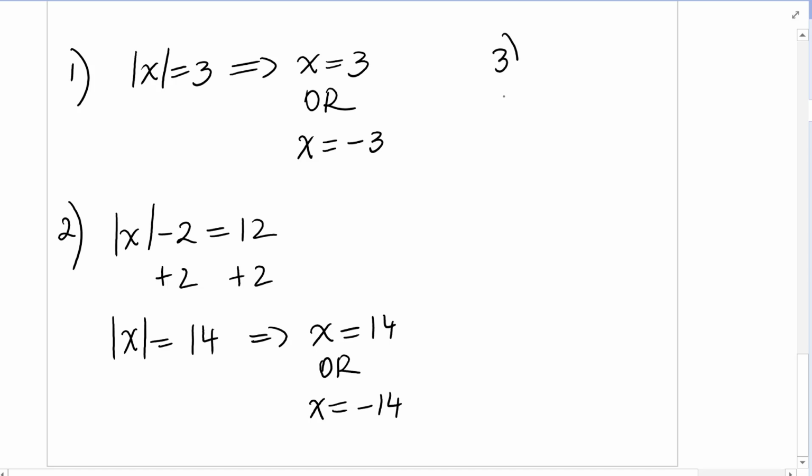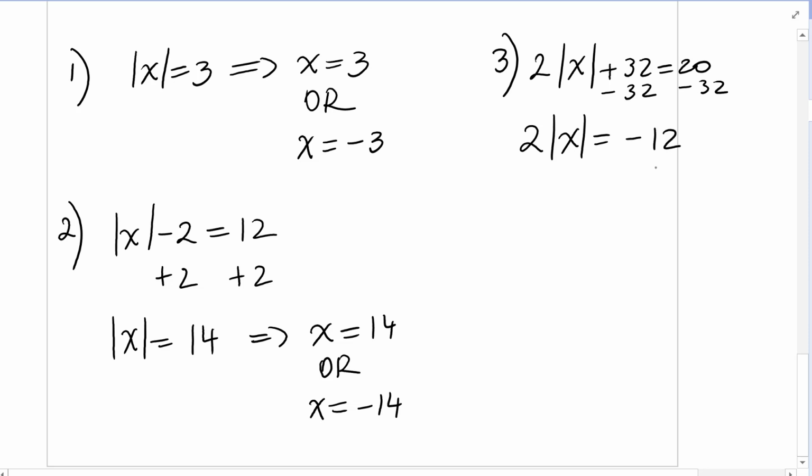Let's take a look at problem 3. Problem 3 is 2 times the absolute value of x plus 32 equals 20. So 2 times the absolute value of x equals, if I subtract 32 from both sides, -12. And if I divide by 2, I get absolute value of x equals -6.